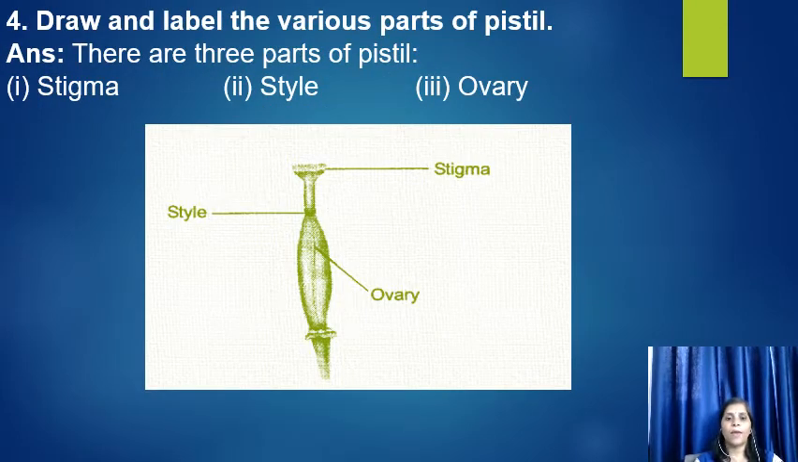This is the filament of the stamen, and this swollen part is known as anther of the stamen. Draw and label the various parts of the pistil. There are three parts of the pistil: stigma, style and the ovary. The uppermost portion of the pistil is known as stigma. The part which connects stigma to the ovary is known as style, and the swollen part of the pistil is known as ovary.